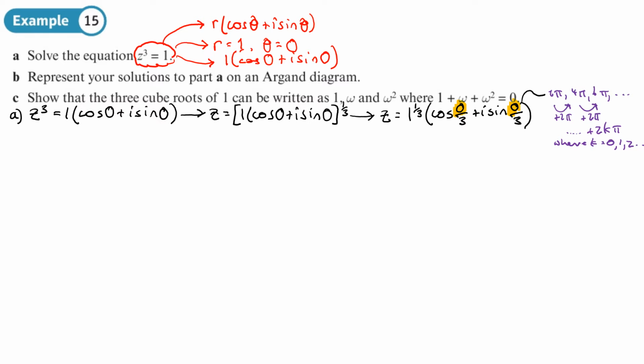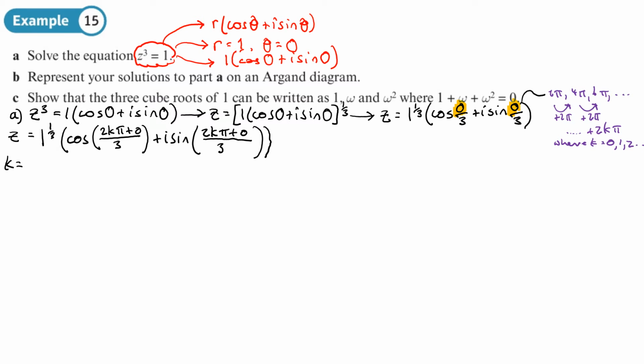So now what I'm going to do is write it as z equals, and I'm going to change the argument so that I now have 2k pi plus the original argument, plus i sine of 2k pi plus the original argument. So I'm just adding multiples of 2 pi to the original argument, like this. So let's see what happens when we've got different values of k.